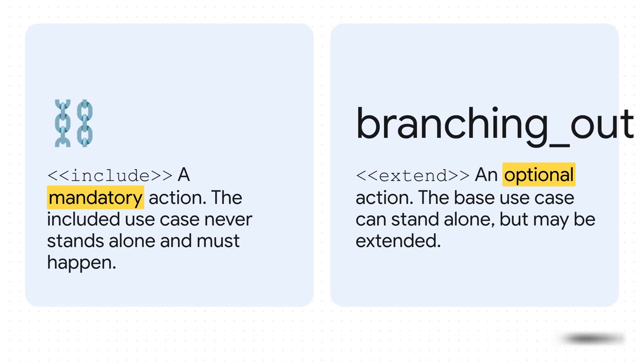And extend, on the other hand, is an optional side plot. You only calculate a fine at the library if the book is overdue. See the difference? It's conditional. So just remember, include is for what must happen. Extend is for what might happen.